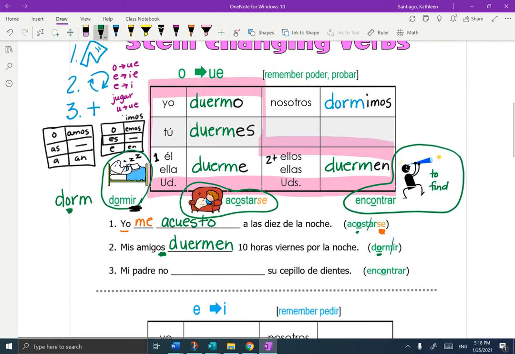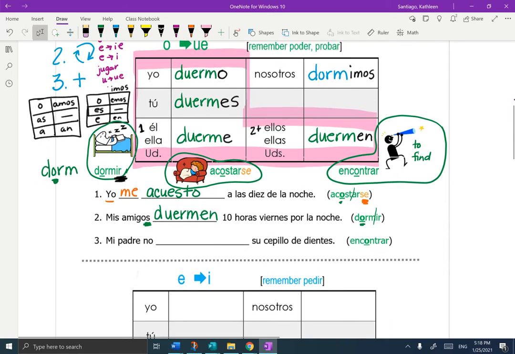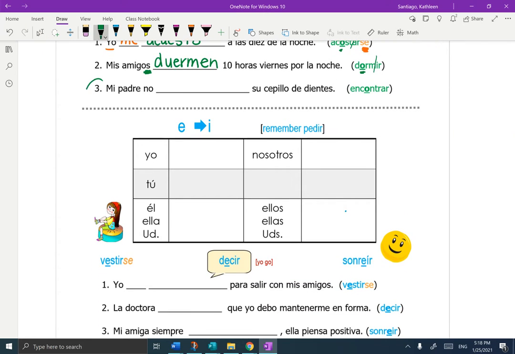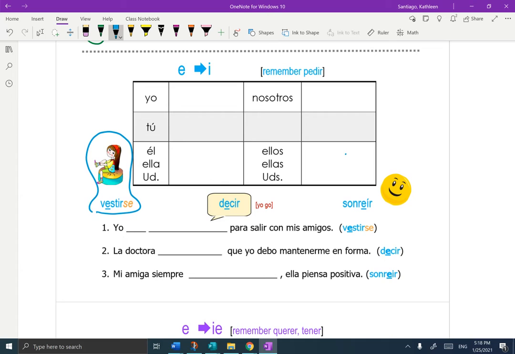Let's go to the second group. We're going to keep using those three-step processes and refer back to the little tiny endings charts as needed. By the way, number 3, do it on your own. The second group is the E to I stem changers. Think about pedir that we did previously. So let's look at these. We have vestirse, to get dressed, sonreír, to smile, and decir, which is a yo-go verb. We don't use this one too much in our study, but definitely in Spanish 2 and 3 they will. To say. That's why it's in a talking bubble.